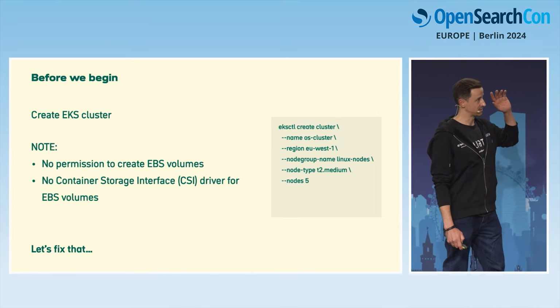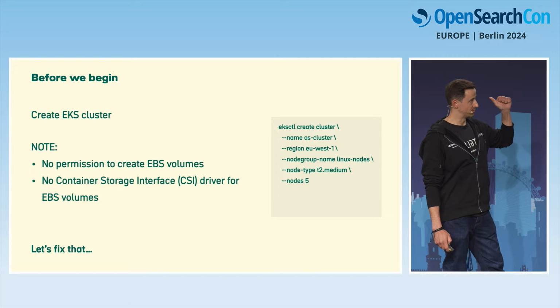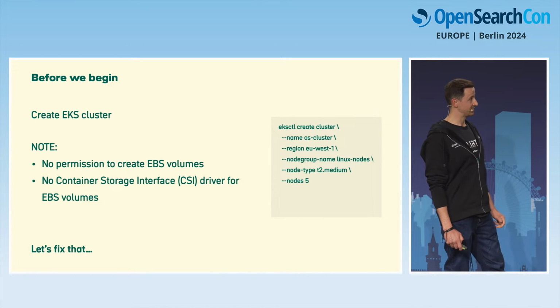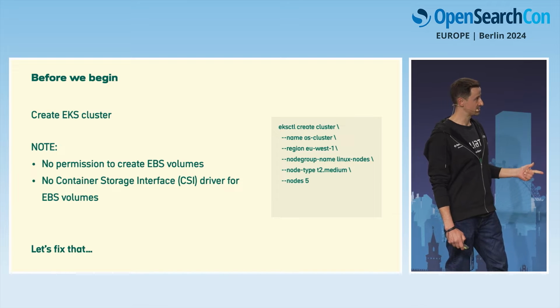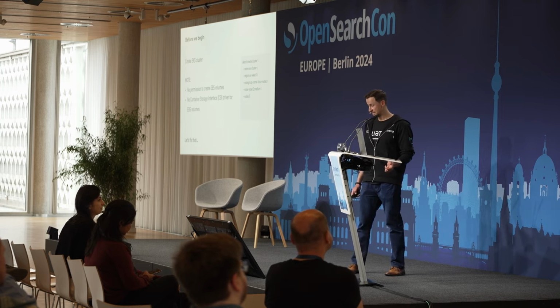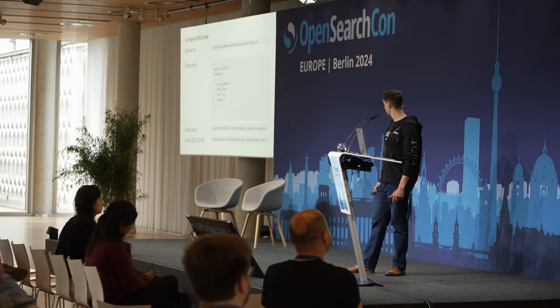Now, the little caveat there, which might catch you out if you're first starting off: if you try to deploy a cluster using Helm, you will not be able to. And it might take a little time to figure out why, and that's because you don't have the permissions and you don't have the driver for the EBS volumes. They don't come out of the box. So we're going to quickly fix that so we can continue with our presentation.